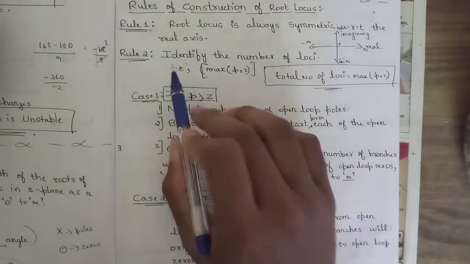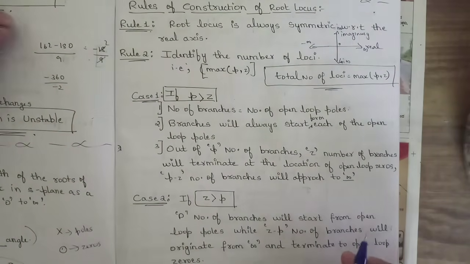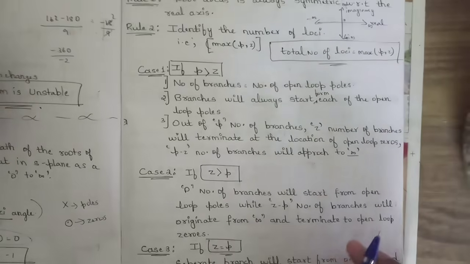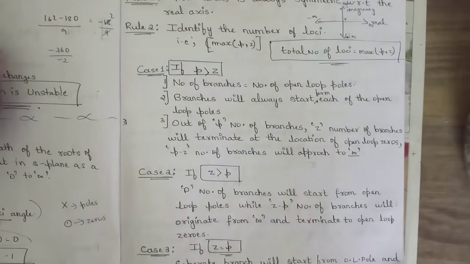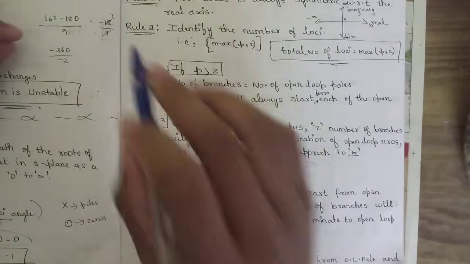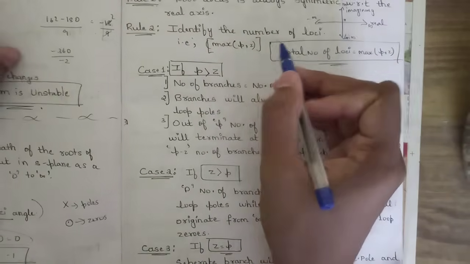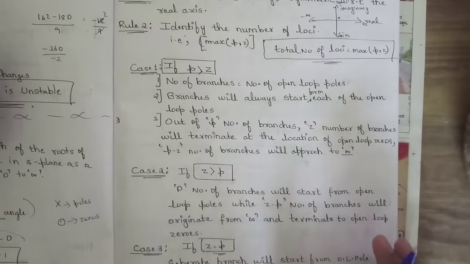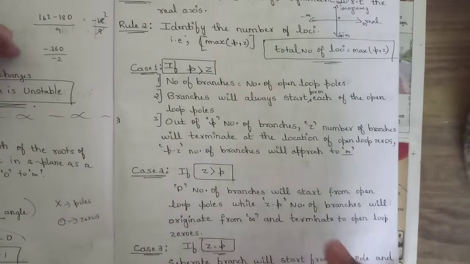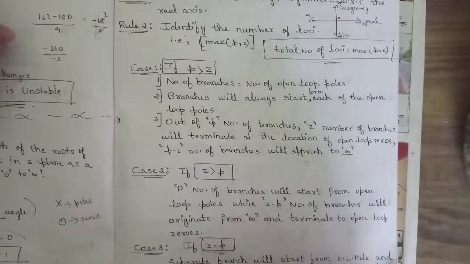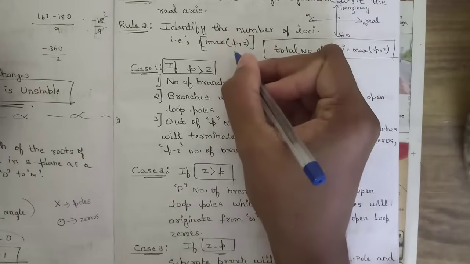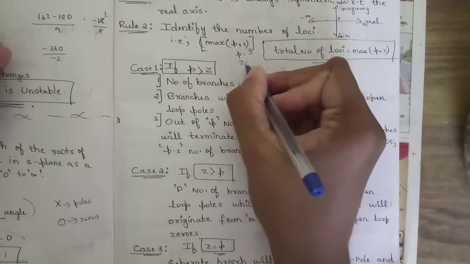The second rule says that we need to identify the number of loci. Loci means the number of root loci; the plural of locus is loci. How do we identify the number of loci, or the number of curves formed in the graph? Rule 2 says it is max of P, Z. In a particular transfer function, first we write the transfer function, and then the number of poles and zeros present in it by checking the numerator and denominator terms. Then take max of P, Z. Say for example, in a particular transfer function we have the number of poles as 3 and the number of zeros as 2.